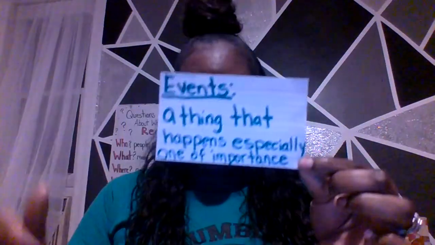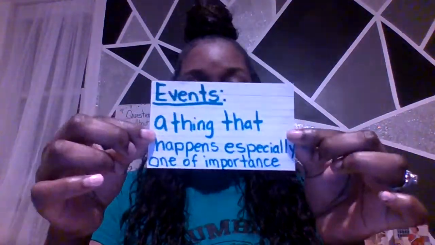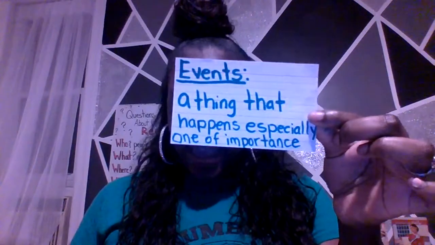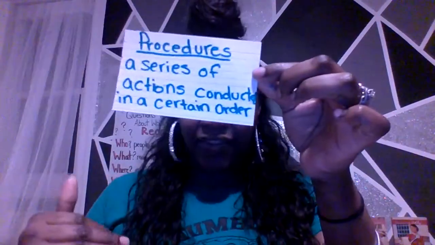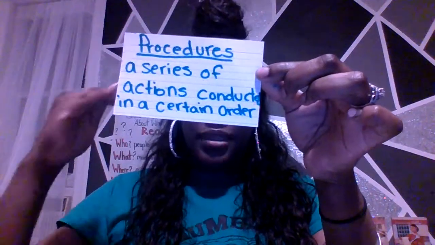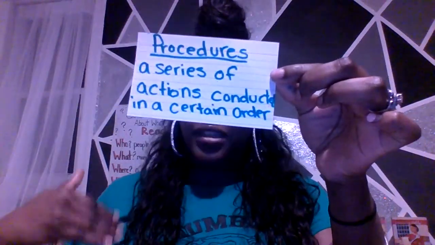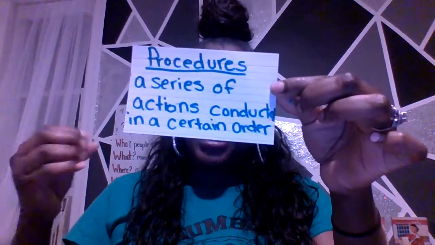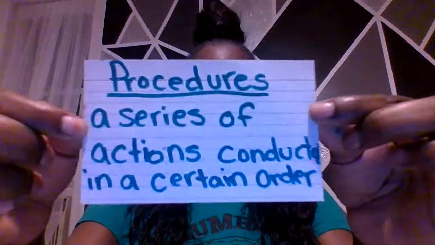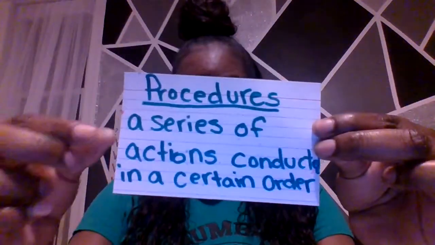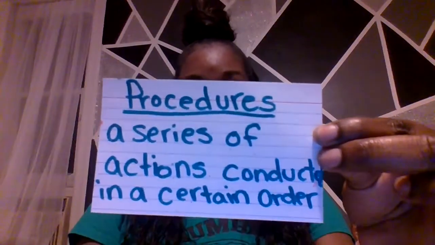Next, we're going to differentiate between procedures and events. I want you to know that events happen in a story. They're typically the important things that happen in a story. Procedures are a list of events or a list of steps that you have to take. Usually, you can find some type of sequence. They're usually written in sequence, and they are either telling you how to do something or giving you step by step instructions.